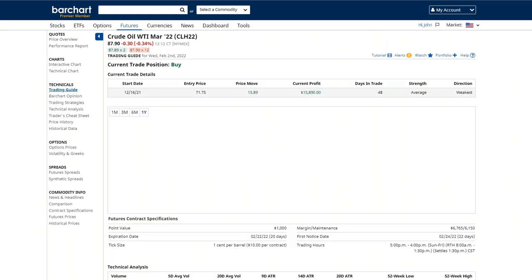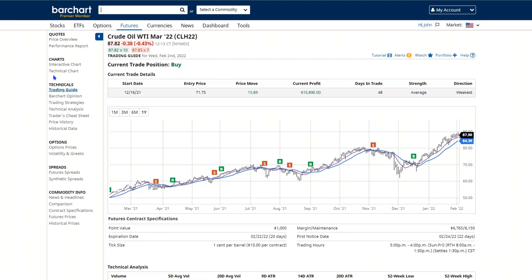If I go to the view details, I'm going to go directly now to the trading guide for crude oil, and you can see the different buy and sell signals over the last year. You can see currently we're in a buy signal that was generated back on December 16th, and we're still in this trade. So the starting date was December 16th. The entry price was $71.75. The price movement we've captured is $15.89. Again, the current profit is $15,890, and we've been in this trade now for 48 days.